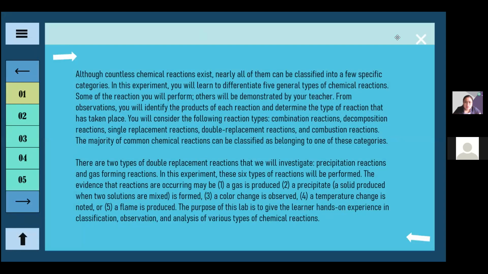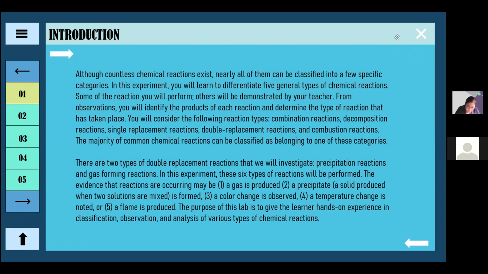For our introduction, although countless chemical reactions exist, nearly all of them can be classified into a few specific categories. In this experiment, you will learn to differentiate 5 general types of chemical reactions. Some of the reactions you will perform, others will be demonstrated by our teacher. From observations, you'll identify the products of each reaction and determine the type of reaction that has taken place.